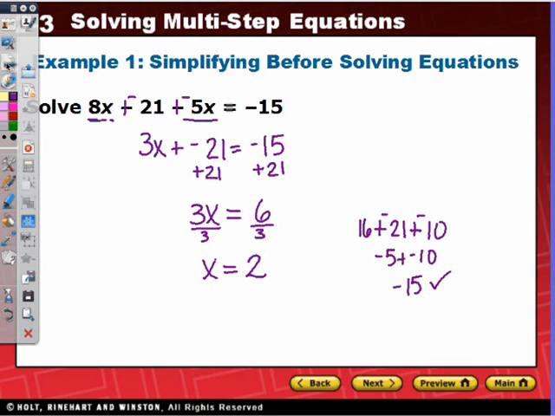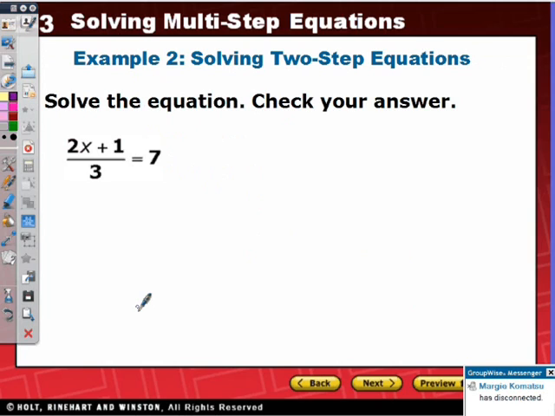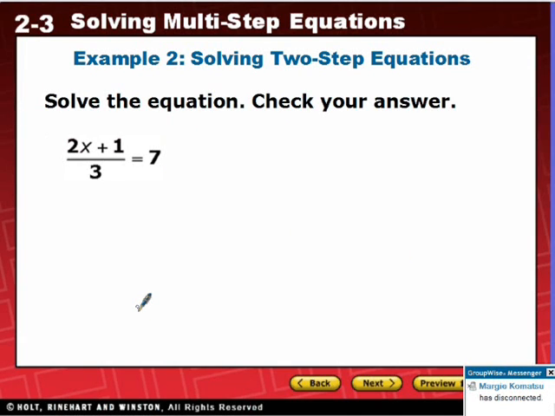Let's try another one. This time I have a big fraction, with an expression on the top, 3 on the bottom, and that whole thing is equal to 7. Anytime you have a single denominator and more than one term on the top, it's usually a good idea to just get rid of that denominator by multiplying both sides by the denominator, right?